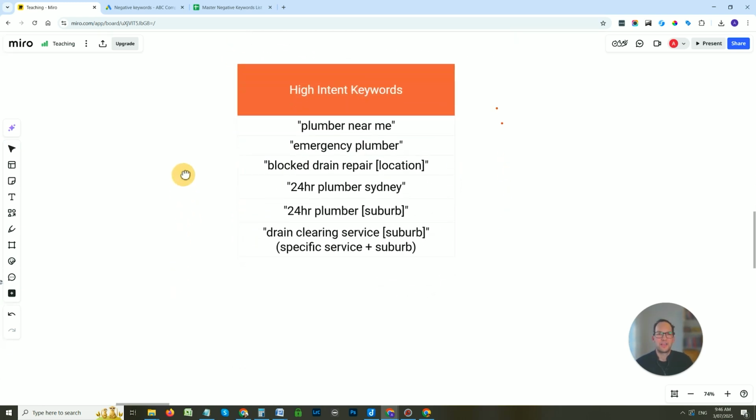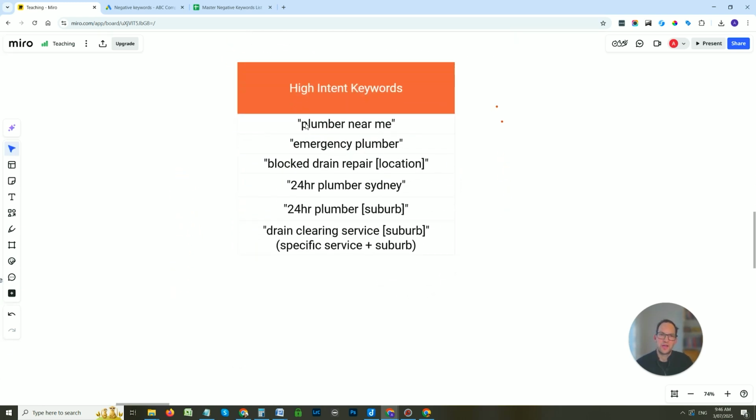The types of high intent keywords that you can be using are plumber near me. Having the near me indicates that they're looking for someone locally. Emergency plumber, well, this is really time sensitive. So anything time sensitive is very likely to result in some sort of a sale, or at least a conversion or an inquiry. Having a really specific thing like blocked drain repair, the more specific the search is, usually the higher the intent.